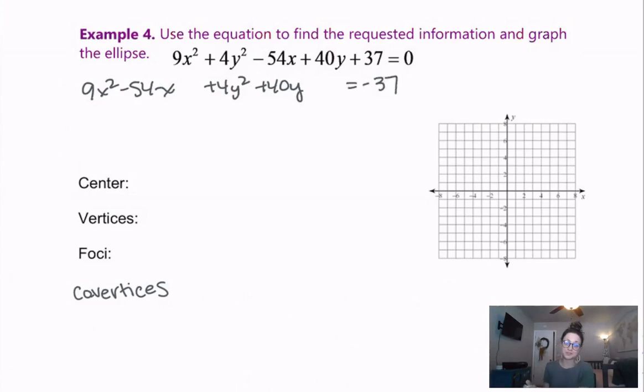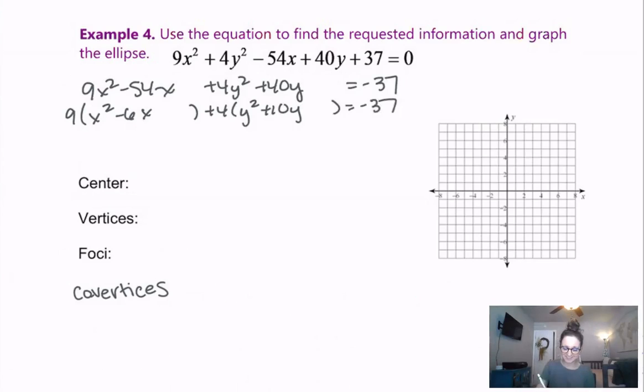Now maybe you see a little bit of a problem here, because we don't have this understood 1 as a leading term on either the x squared or the y squared. So what we'll need to do is factor out the 9 for the x's and the 4 for the y's. So let's do that. I'm going to have 9, and this will leave me with x squared minus 6x plus 4. This will leave me with y squared plus 10y.